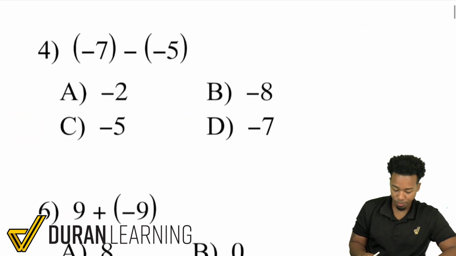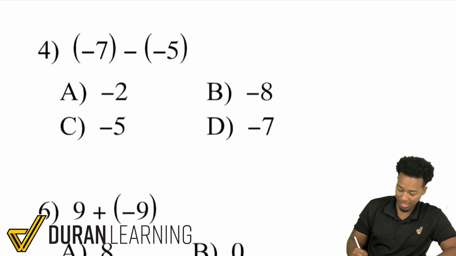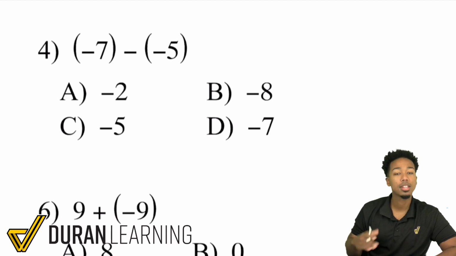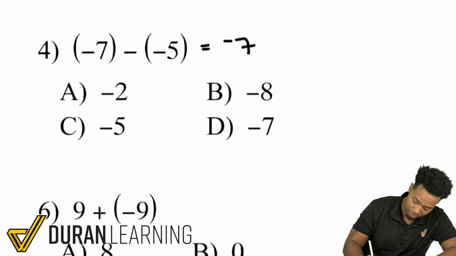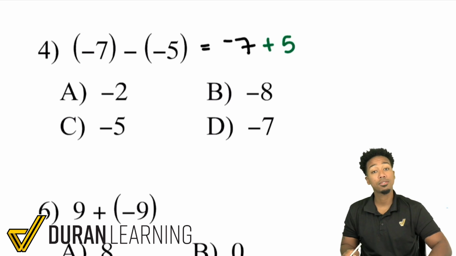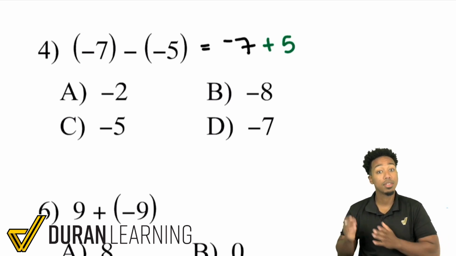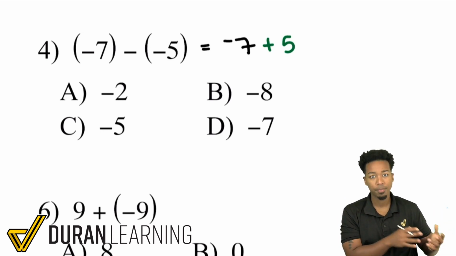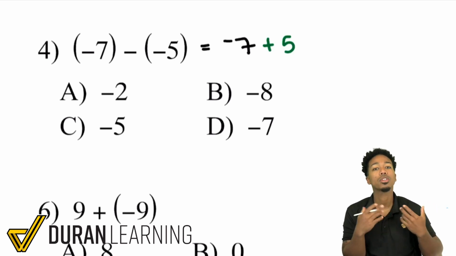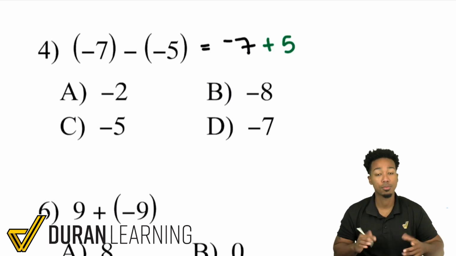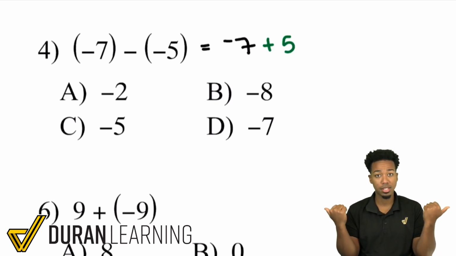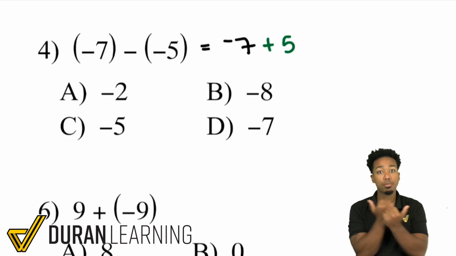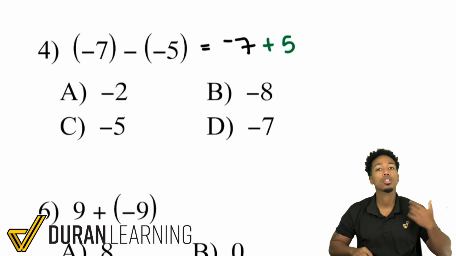So number 4, here we have negative 7 minus negative 5. Just remember that a double negative is a positive. So this turns into negative 7 plus 5. This is going to follow that same rule from earlier. You have a negative number plus a positive number, opposite signs, so you just take the difference. Because think about it, the negative 7 is going to the left, the positive 5 is going to the right. So there's going to be cancellation because they're pulling in opposite directions.